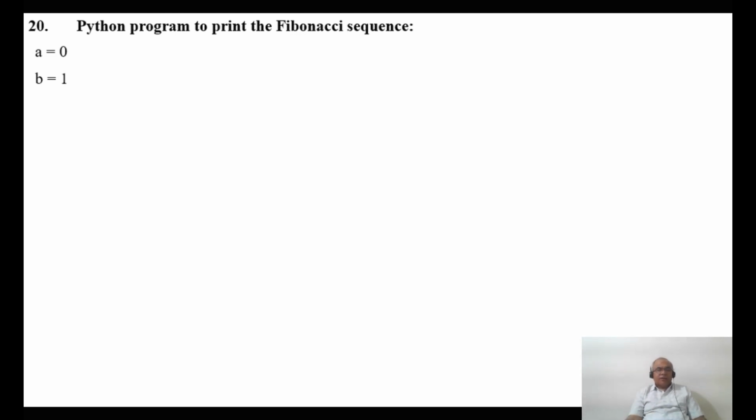Suppose I have, for example, 5 numbers. So 0, 1, 0 plus 1 is 1, 1 plus 1 becomes 2, 2 plus 1 becomes 3. So that is how it is going to be executed.